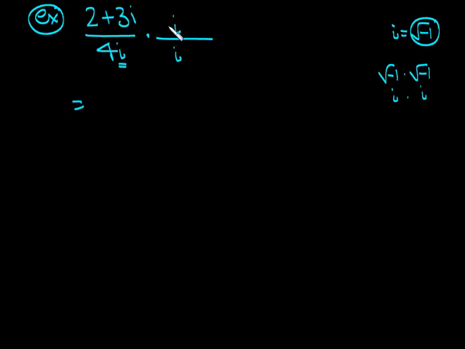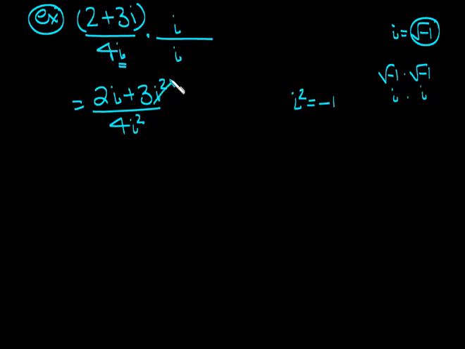So on the top we distribute the i, so you get 2i plus 3i squared. On the bottom we get 4i squared when you multiply that. What do we know about i squared? We know i squared is minus 1, so this i squared here is negative 1, and so is this i squared. So we get 2i minus 3, because 3 times negative 1 is negative 3, and on the bottom we get 4 times negative 1, which is negative 4.